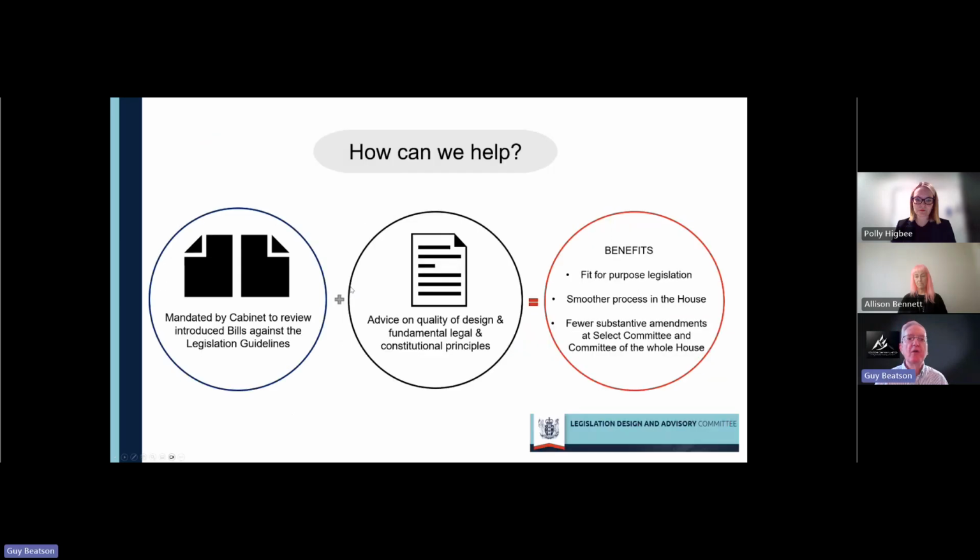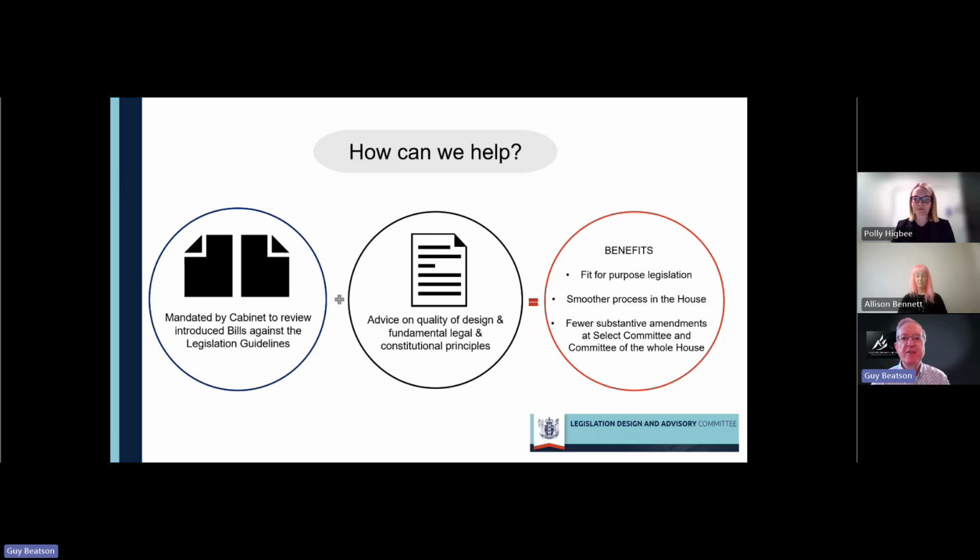And just a word on what the focus of LDAC is. We aim to support good lawmaking, and that's along with colleagues in other agencies, including the Ministry of Regulation. We are guided by the guidelines and the supplementary material that we've produced. The guidelines are not about policy. Can't stress that enough. They are not about policy. They're about expression of policy in law.